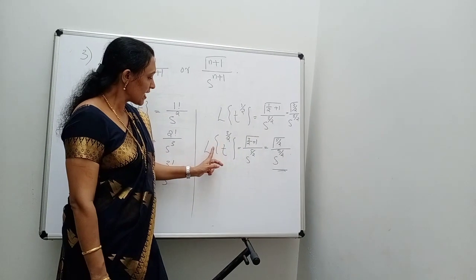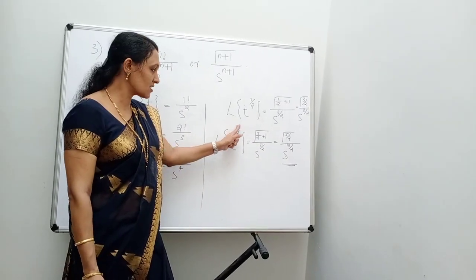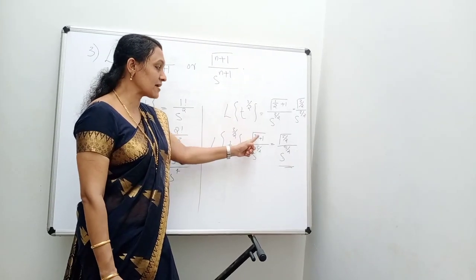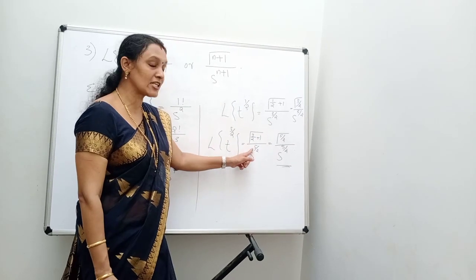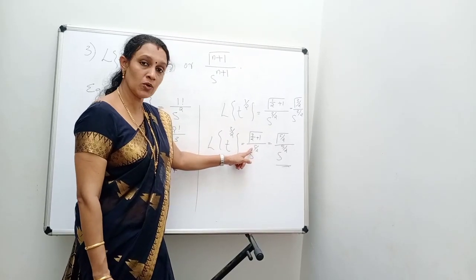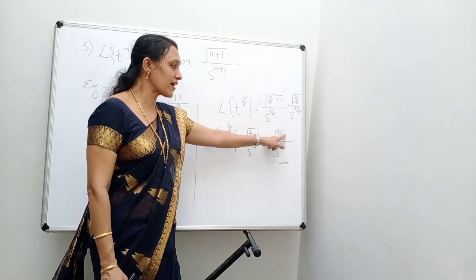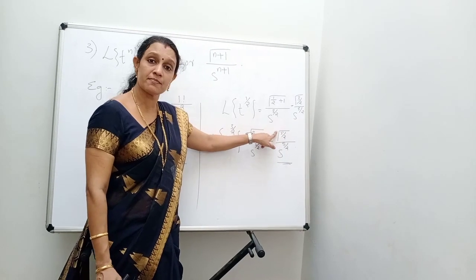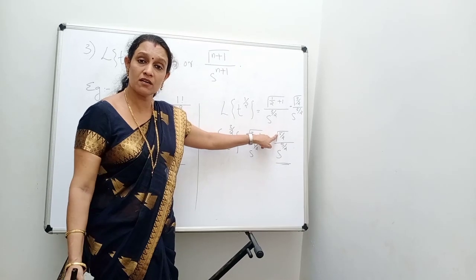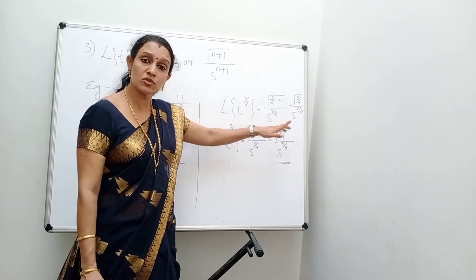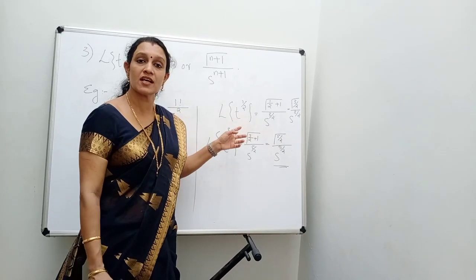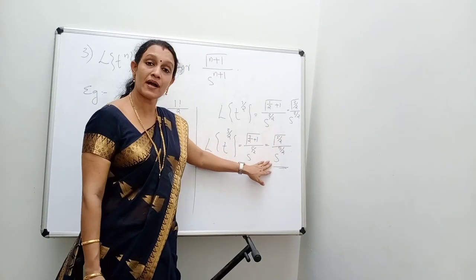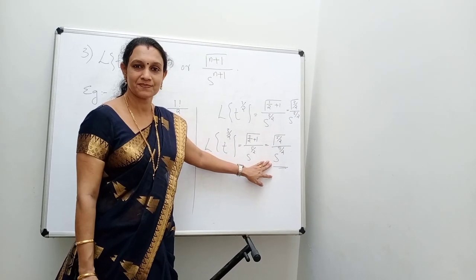Now the next example. L of t raised to 3 by 2. Here n is a fraction again, so use the second formula. It is gamma of 3 by 2 plus 1 divided by s raised to 3 by 2 plus 1. It is 5 by 2. Therefore, it is gamma of 5 by 2 divided by s raised to 5 by 2. For gamma 5 by 2, we have further simplification by using the reduction formula of the gamma function, but I am not going into that since gamma functions are not included in your syllabus. So you can write up to this: gamma 5 by 2 by s raised to 5 by 2.